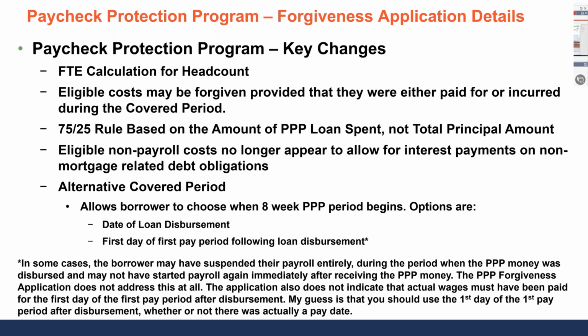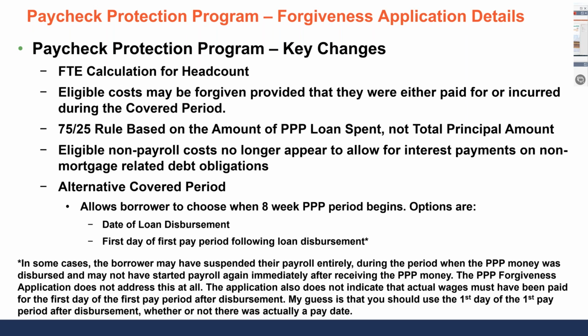The next item that is new: in previous guidance that was provided, it did appear that interest payments on non-mortgage related debt obligations could potentially be included and paid for with PPP money and have that forgiven. By all appearances, because these things are completely omitted from any language in the PPP loan forgiveness application, it does not appear that such things can be paid for with PPP loan money and have that money forgiven. Because there is no language in the application at all that would permit for such things.